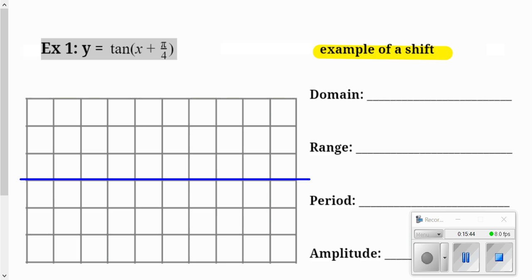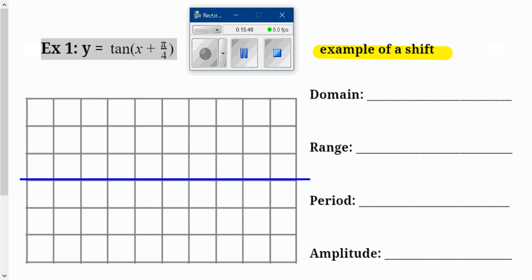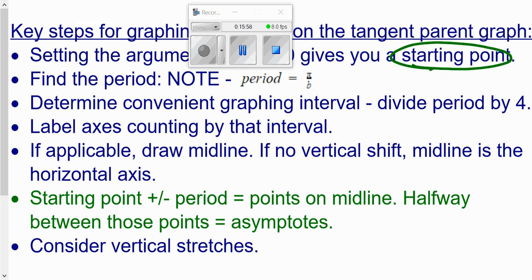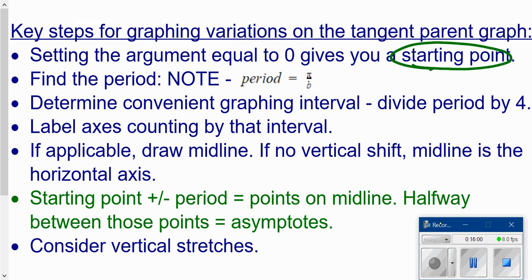Okay, so here, this example just has a shift. You see that Mrs. Fry nicely wrote that for you, that this is an example of a shift problem. And I'm going to flip back and forth between the directions and how I do this, just so you can see how these directions help you.